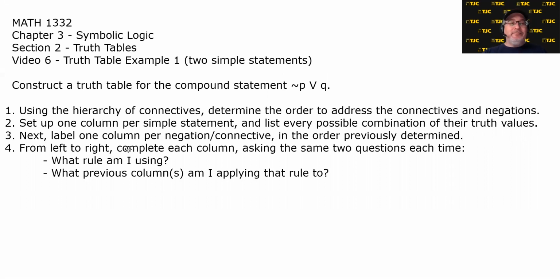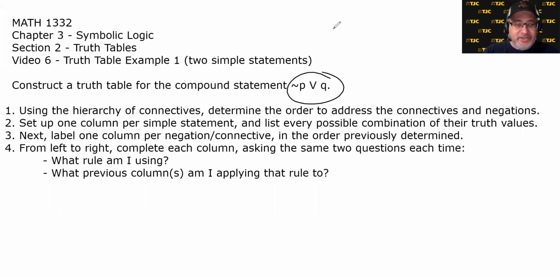And then finally, from left to right, complete each column, asking the same 2 questions each time. What rule am I using? What previous columns am I applying that rule to? The most common mistake people make in completing truth tables is forgetting their rules and knowing which prior columns to refer to when they're populating a new column. So if you focus on those 2, you should be okay.